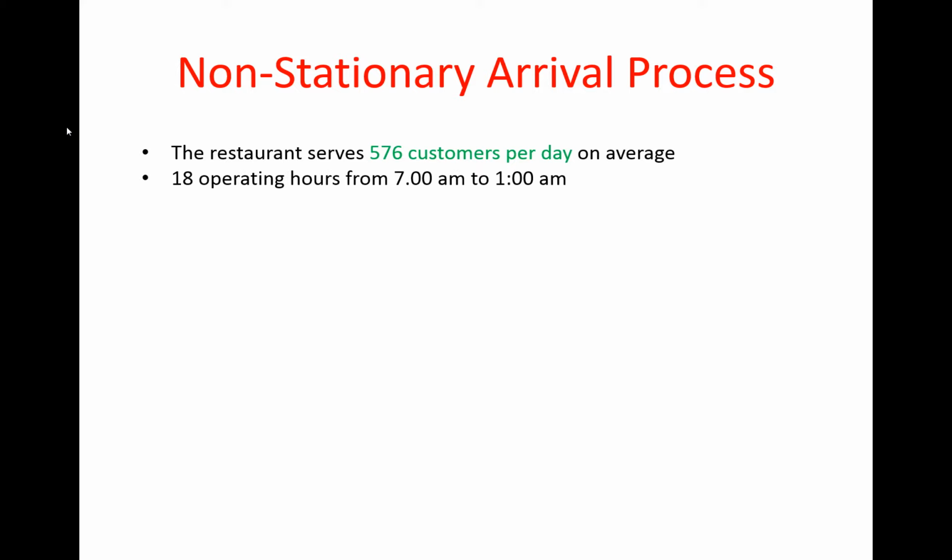So in this context, we're going to assume that our Subway restaurant serves roughly about 576 customers per day, which will give me an average hourly arrival rate of 32 that we already have in our model. And we're going to assume that our restaurant operates for 18 hours every day from 7 a.m. to 1 a.m. So the restaurant serves breakfast, lunch, and dinner and is open for 18 hours.